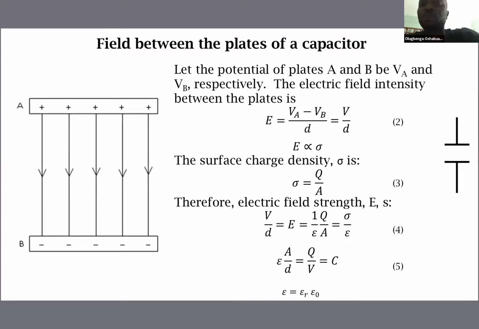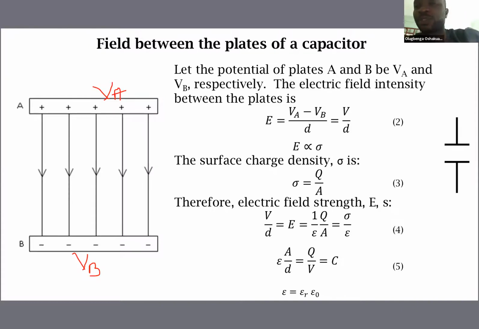So when we have two plates like what we have here, plate A and plate B connected to an electrical power source, such that plate A has potential VA while plate B has potential VB, then easily we can say the potential difference between plate A and plate B will be VA minus VB.